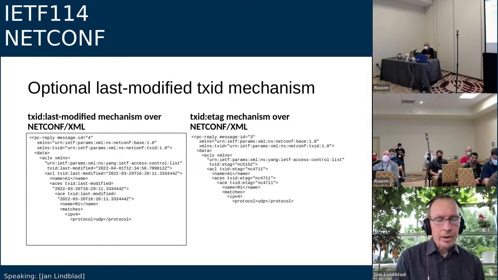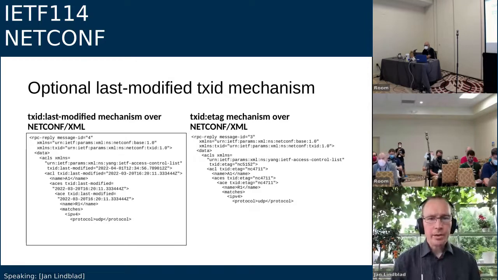Then you can compare with the right side, where you can see how it was with the other mechanism, the transaction ID ETAG. It's basically a similar attribute, TXID : ETAG, with a sort of random or identifying string of the change. So the only thing that is really different between TXID last modified and TXID ETAG is that now we have a timestamp instead of some other string. But other than that, it looks much the same.